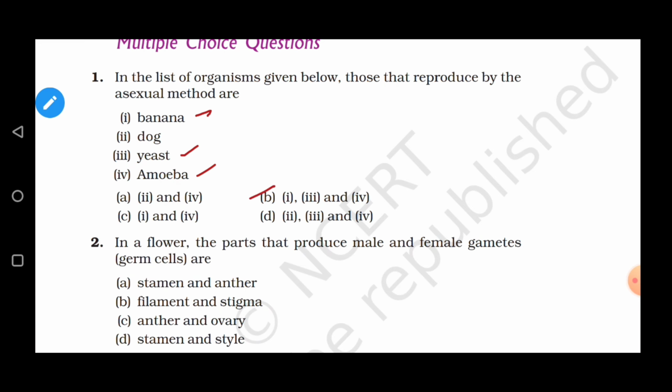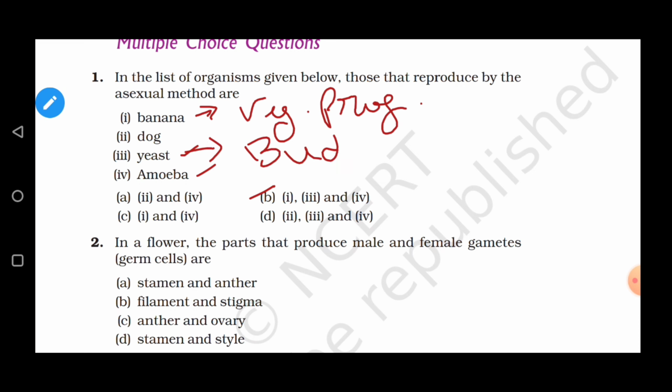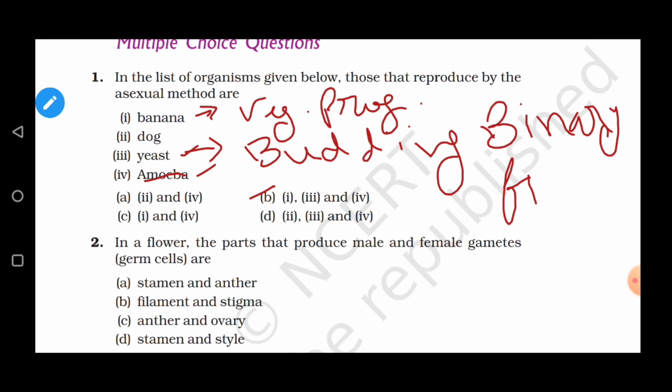We know banana can do reproduction by vegetative propagation. Yeast also does asexual reproduction through the budding method. Yeast के अंदर budding method हमें देखने को मिलता है जिससे वो asexual reproduction करता है. And amoeba can do reproduction by binary fission. Amoeba में binary fission से asexual reproduction होता है. Only the dog is the organism which does sexual reproduction. So the correct answer is option B. Now move on to the next question.